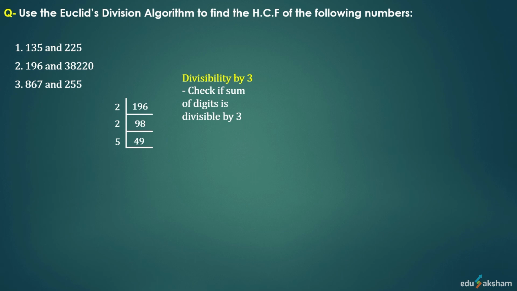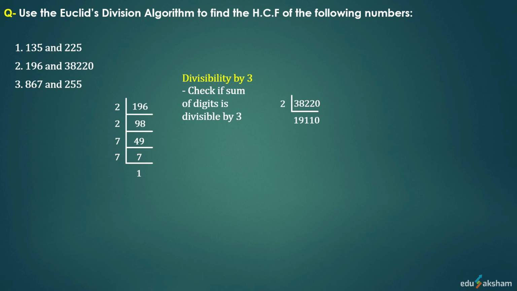We move on to the next prime number, which is 7. We know that 49 is a multiple of 7, which gives us 7. Now, 7 itself is a prime number. Hence, the only prime number which can divide 7 is 7 itself. Now, moving on to the number 38,220, this number is divisible by 2, which gives us 19,110.